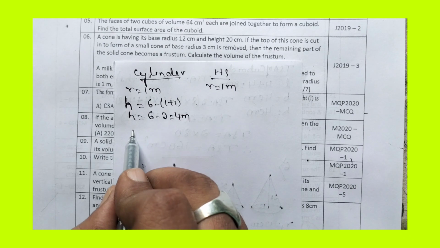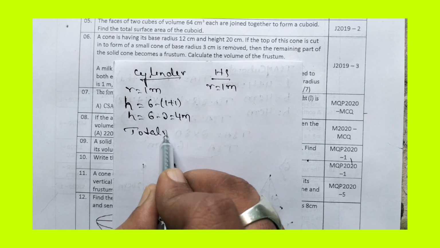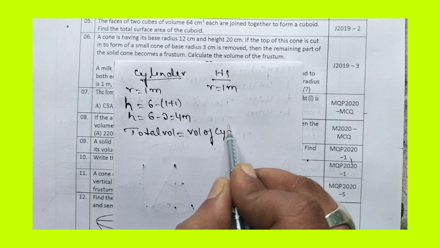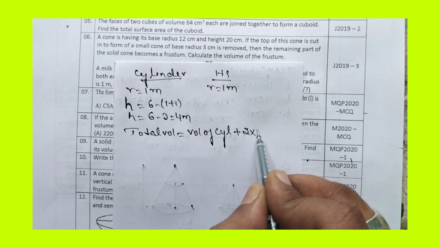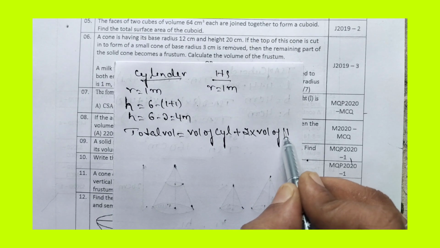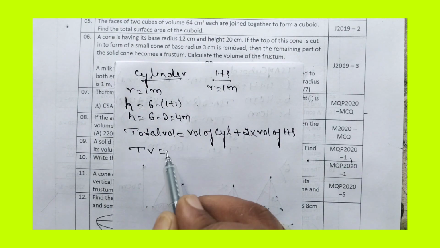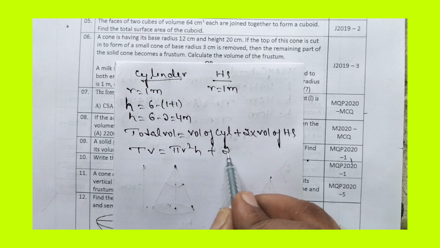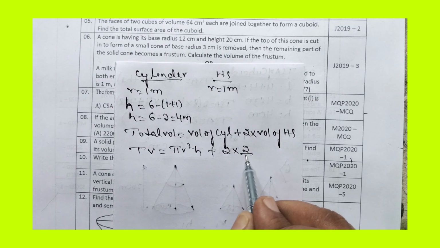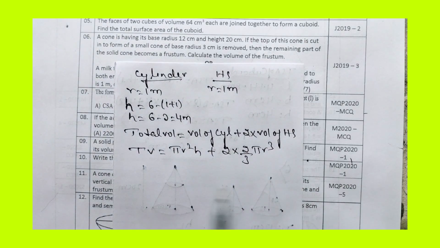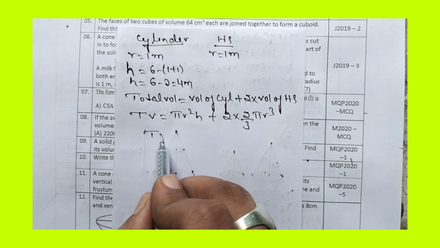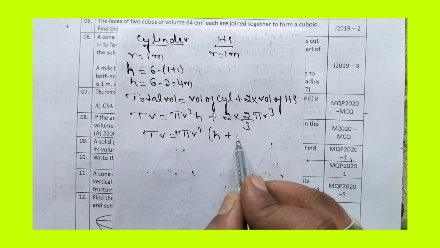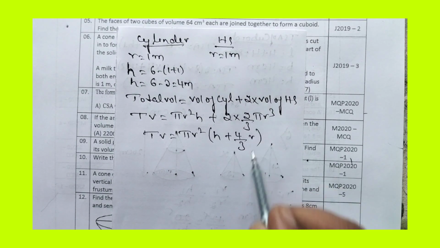Now if we find the total volume, total volume is equal to volume of cylinder plus 2 into volume of hemisphere. So total volume is equal to volume of cylinder pi r square h plus 2 into volume of hemisphere, 2 by 3 pi r cube. So total volume is equal to, taking common pi r square, remaining h plus 4 by 3 r.